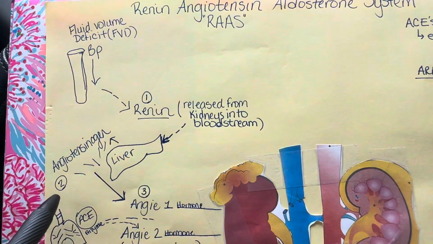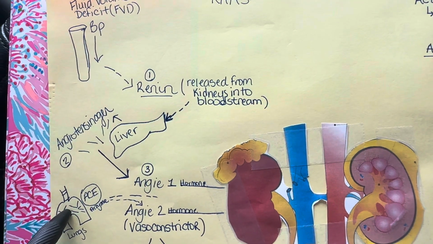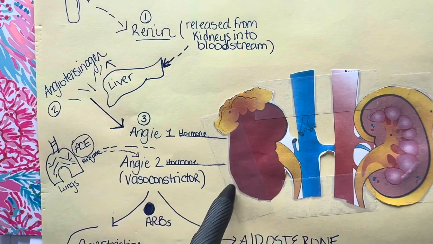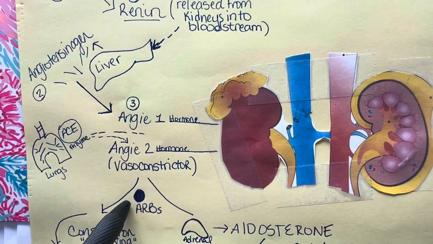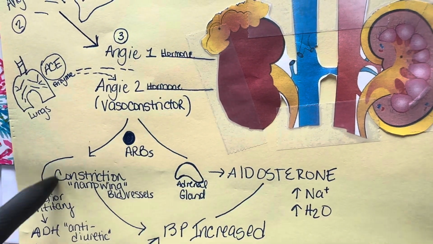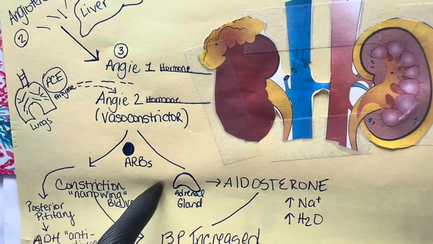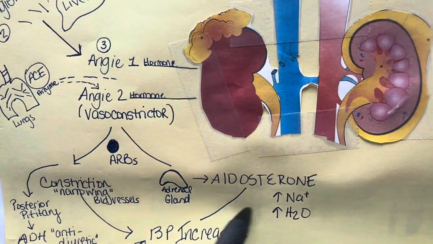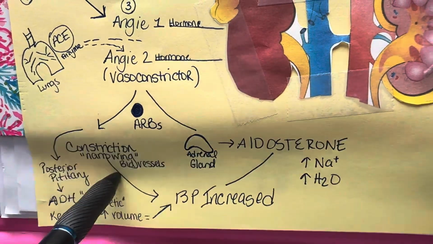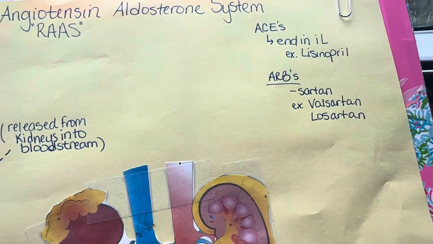So renin converts angiotensinogen into Ang1. You're going to release ACE enzyme from the lungs to convert it into Ang2. Ang2 is your vasoconstrictor that's going to stimulate your body to either release the antidiuretic hormone, ADH, from the posterior pituitary gland, or aldosterone that's going to be released from the adrenal gland. Again, both mechanisms are to increase the blood pressure by causing constriction or narrowing of the blood vessels, okay? And that's how the mechanism of those medicines work.